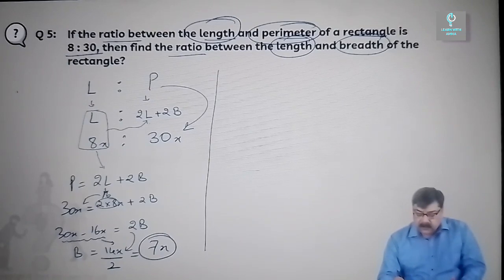Another way is we already know that perimeter is twice of L plus B. So L plus B here is perimeter by 2. L you can directly take here as 8x plus B.